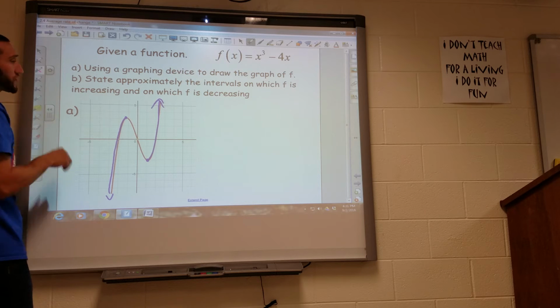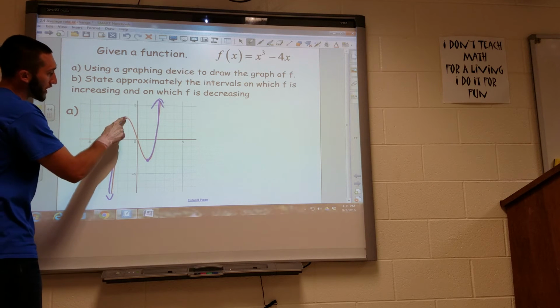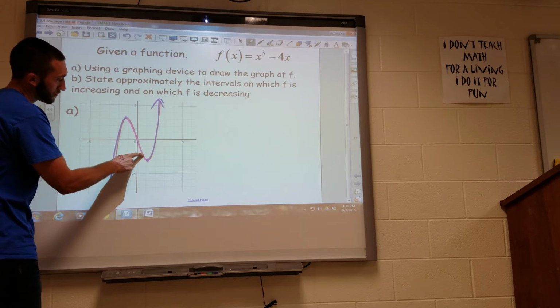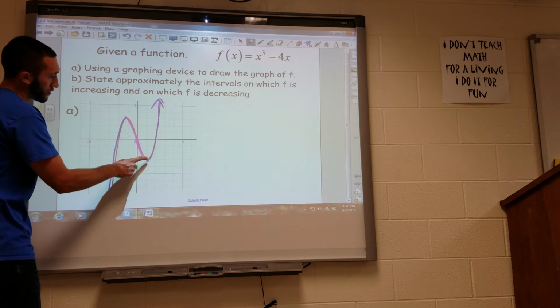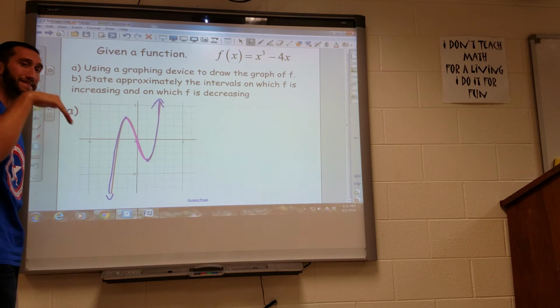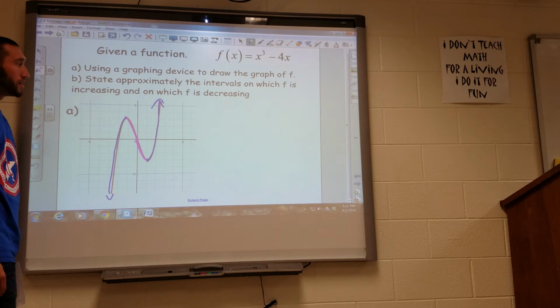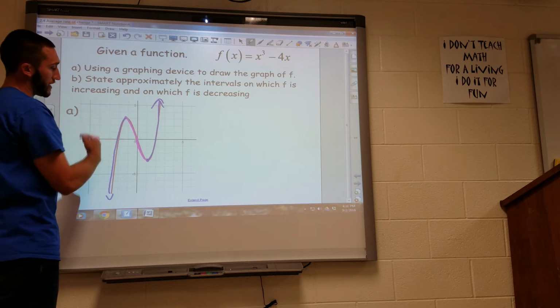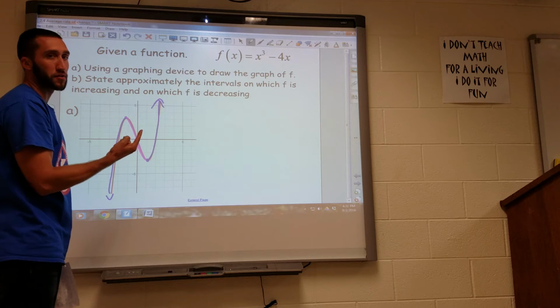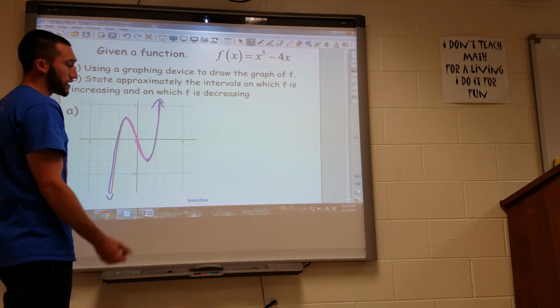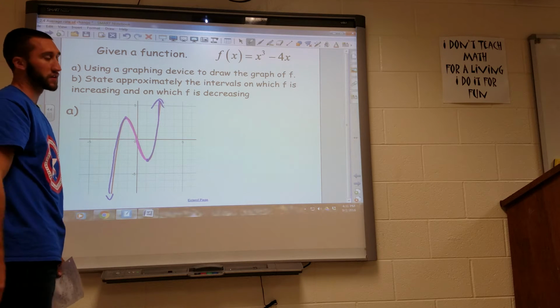And then I'm decreasing, I'm going downhill only at this interval. Right, so from this point to this point, I'm going downhill, I'm decreasing. So now let me show you how we could find this graph on our TI-83, and then how to find the intervals that are actually increasing and decreasing.